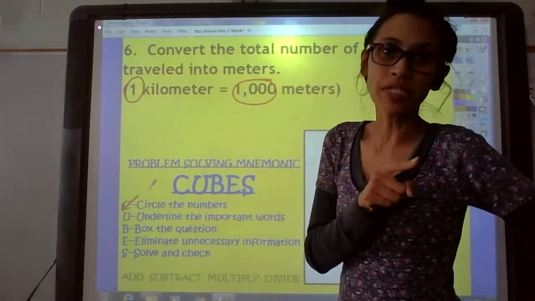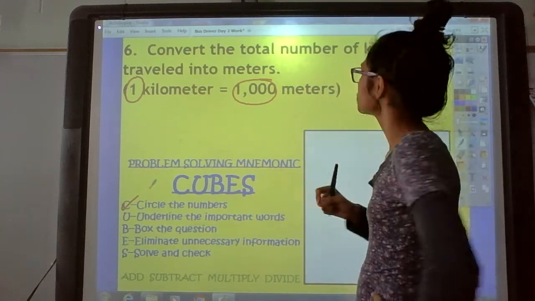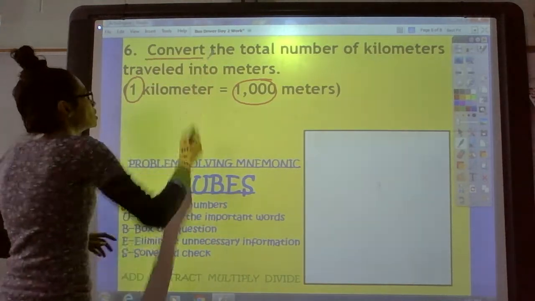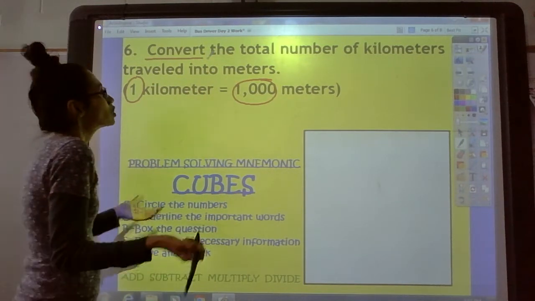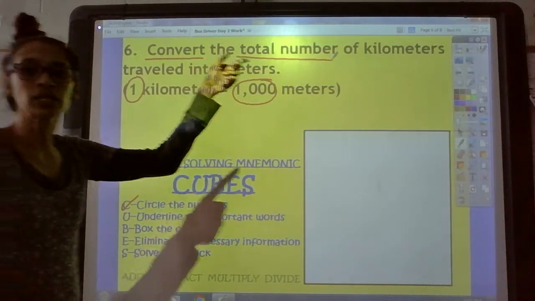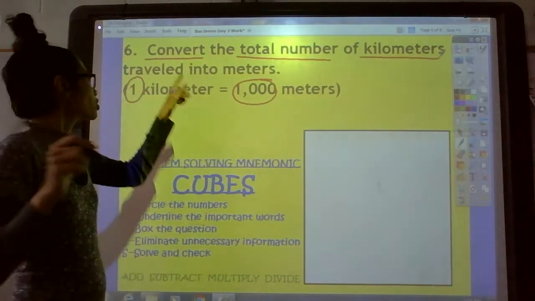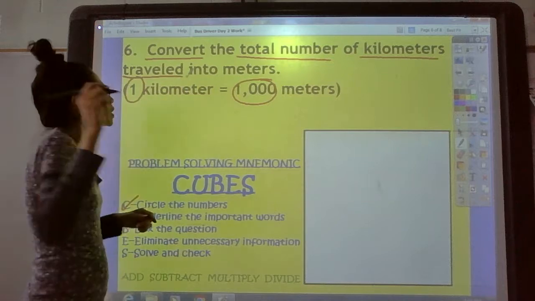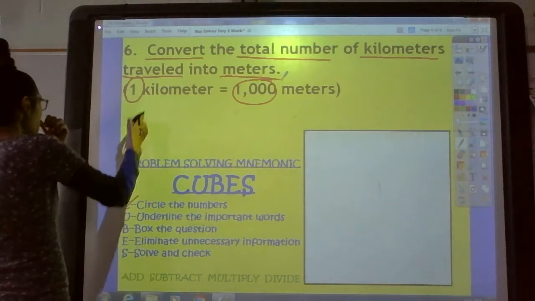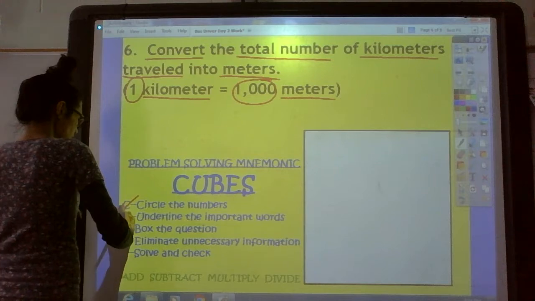Look at the next step, the U step. It says underline the important words. Underline some important words for me. Convert. That's important. What else? Total number. That's an important word. What else do you see? Kilometers. Let's underline that. You can underline traveled. And what else? Meters. Kilometer right here. And meters again right there. We're done with that step.